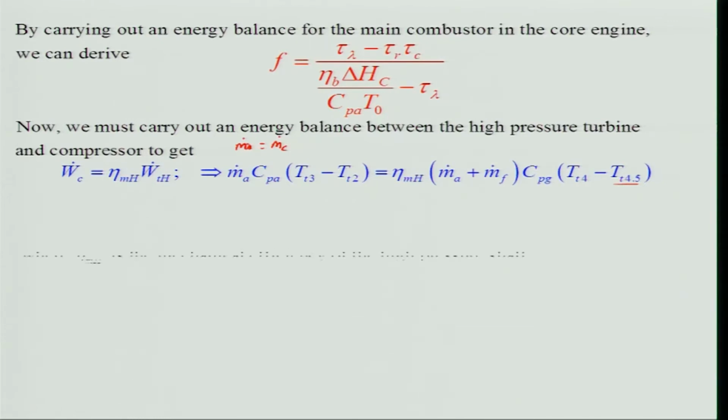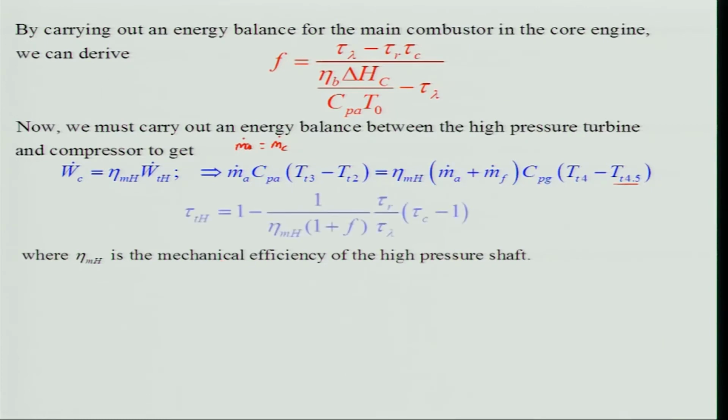Here eta m h is the mechanical efficiency of the high pressure shaft. When you simplify it and express it in terms of temperature ratio, you will get tau T h equal to 1 minus 1 over eta m h, times 1 plus f, tau r divided by tau lambda, multiplied by tau c minus 1. If you look at it, this is the same as what you get for the turbojet engine or the core engine of the turbofan, so there is nothing much of a difference.